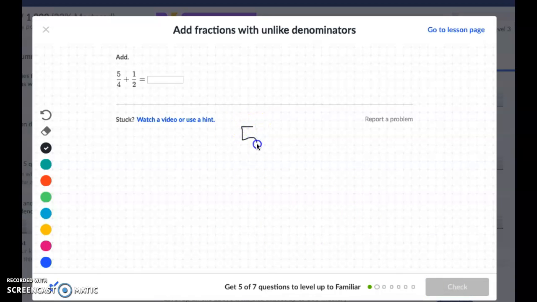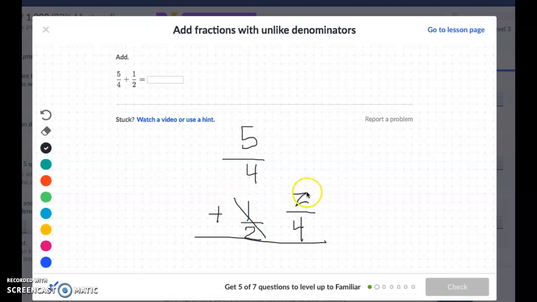So 5/4 plus 1/2. And again, my first thing I'm going to look at is, can I change my smaller number into my bigger number by using multiples? And I can. 2 times 2 is 4, so I have to do the same on the top. 1 times 2 is 2. And now I'm no longer thinking about this as 1/2. I'm thinking of it as 2/4. So now I can do 5/4 plus 2/4, which would be 5, 6, 7/4. So 7/4 is my answer.